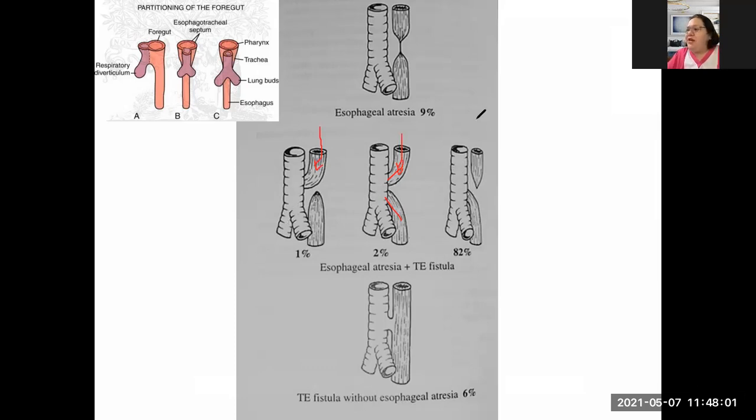Here, you have another form of atresia, but the upper portion of the esophagus is not connected to the trachea. It's the lower portion that is connected to the trachea. And this is 82% of the time. And this is the most common form of TE fistula that occurs.